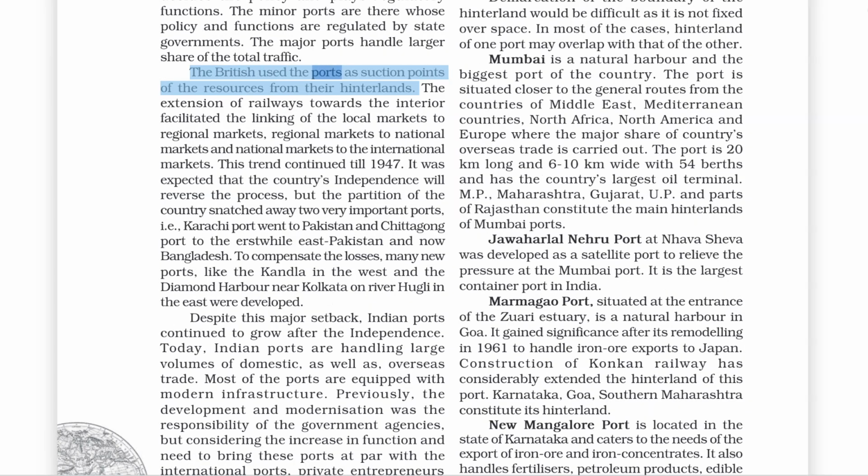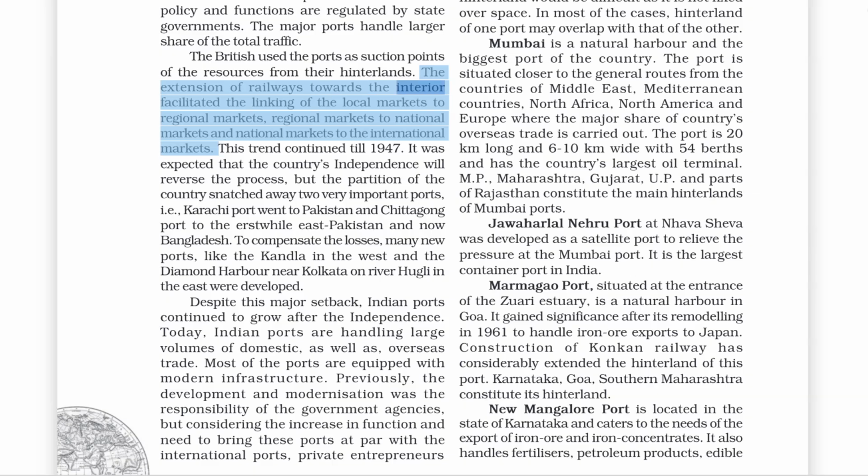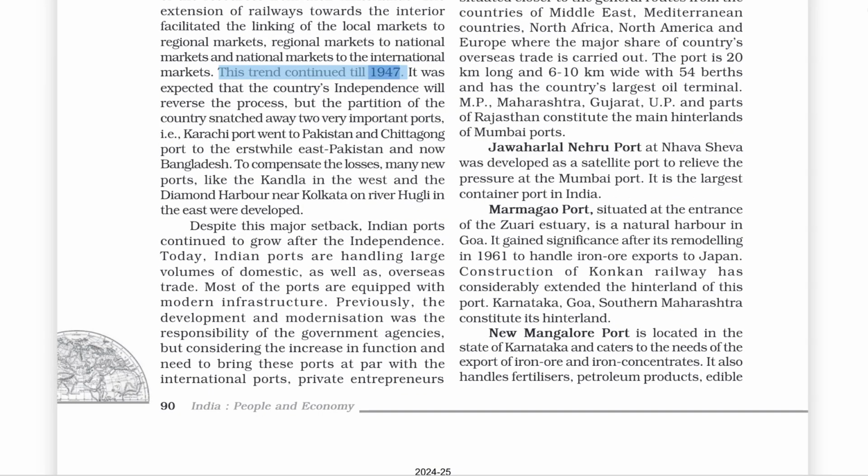The British used the ports as suction points of the resources from their hinterlands. The extension of railways towards the interior facilitated the linking of the local markets to regional markets, to national markets, and national markets to the international markets. This trend continued till 1947.